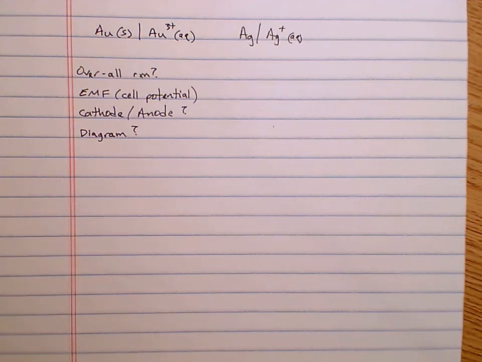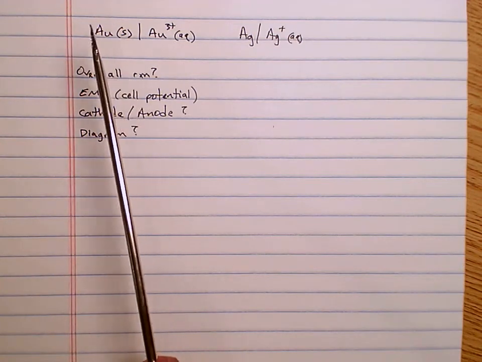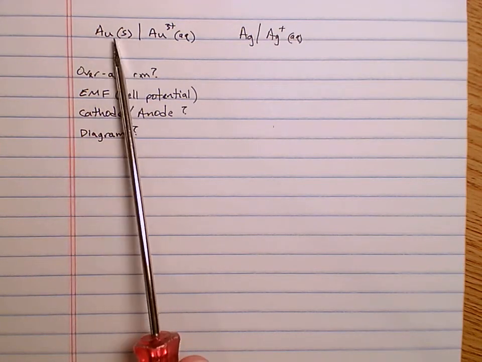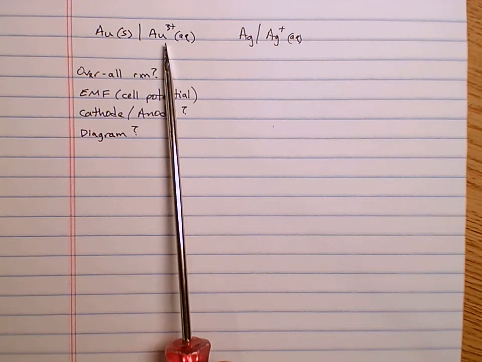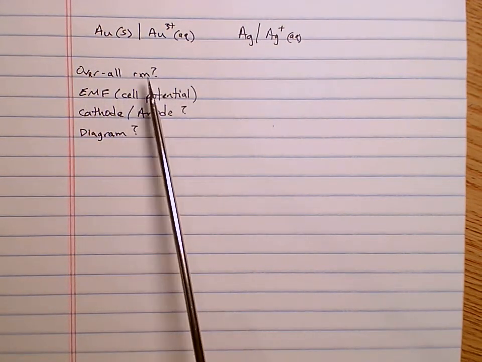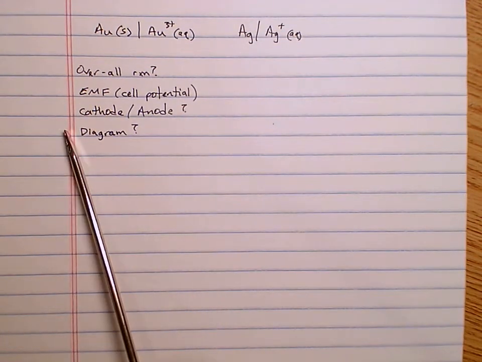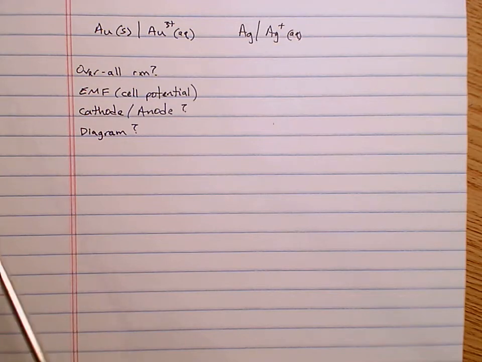Okay, let's work through this problem. I'm going to have one electrode that I'm going to make in a galvanic cell with solid gold and aqueous gold. The others can have solid silver and aqueous silver. What's the overall reaction? What's going to be the cell potential? What's going to be the cathode? What's the anode? Diagram the cell. What all is going to happen here?